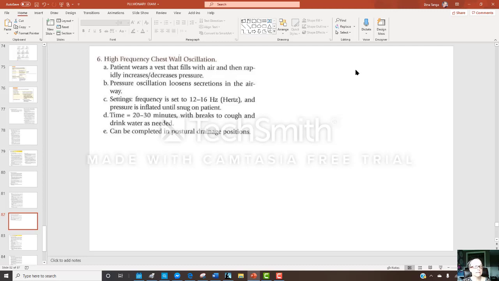High-frequency chest wall oscillation. Patient wears a vest that fills with air and then rapidly increases and decreases pressure. Pressure oscillation loosens secretions in the airway. Settings: frequency is set to 12 to 15 Hertz, and pressure is inflated until snug on the patient. Time, 20 to 30 minutes with breaks to cough and drink water as needed. Can be completed in postural drainage positions.